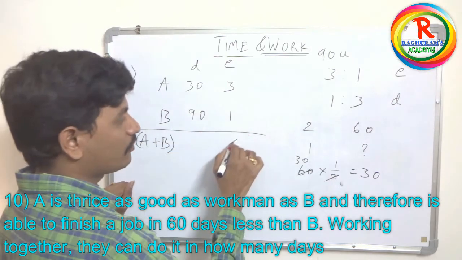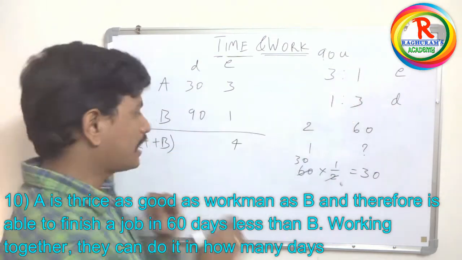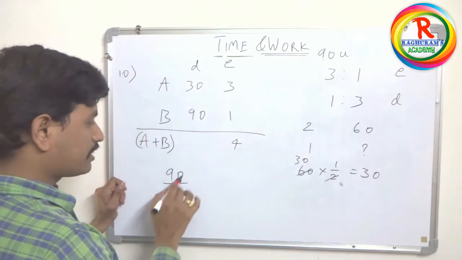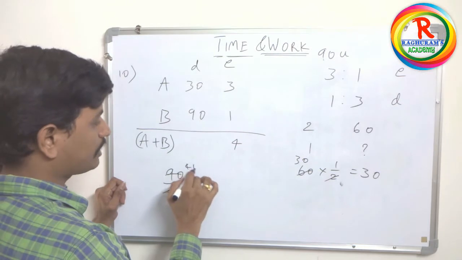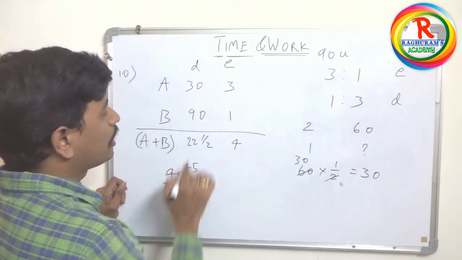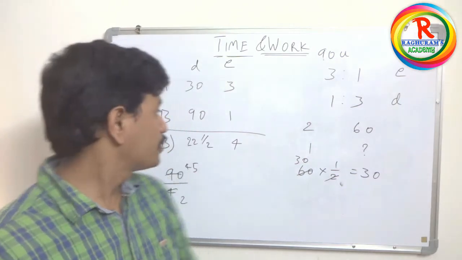Now we need to find A and B's combined work. 3 plus 1 is 4. Total units 90 divided by 4. What's the cancellation? 2 2s are 4, 2 45s are 90. 45 by 2 is 22 and a half. So together they complete the work in 22 and a half days.